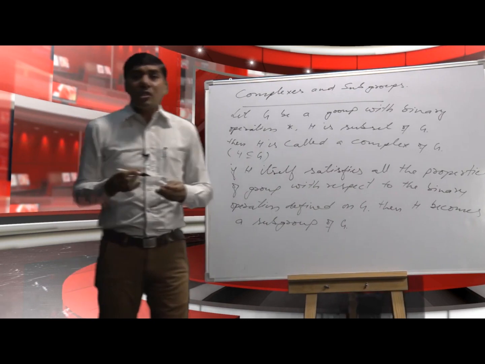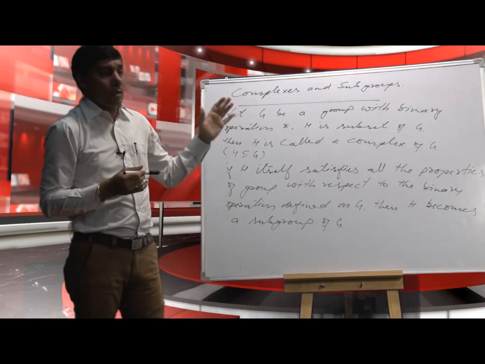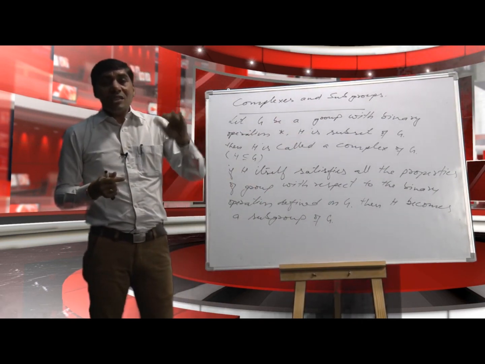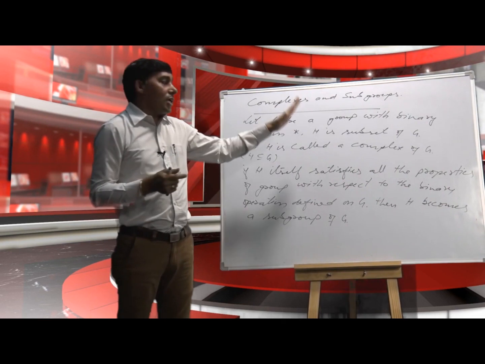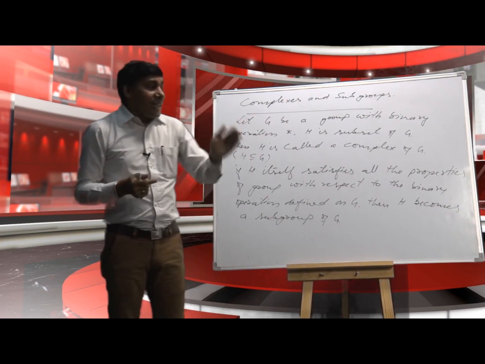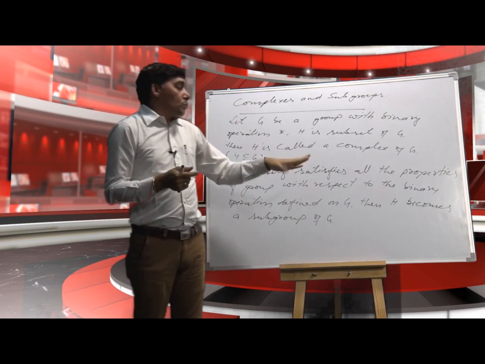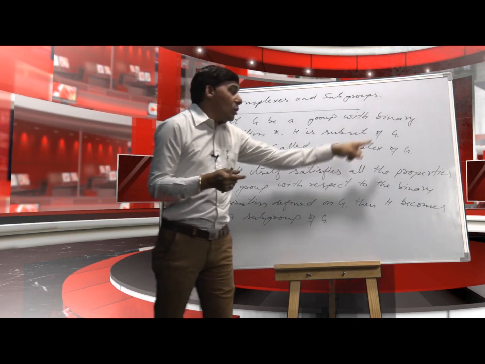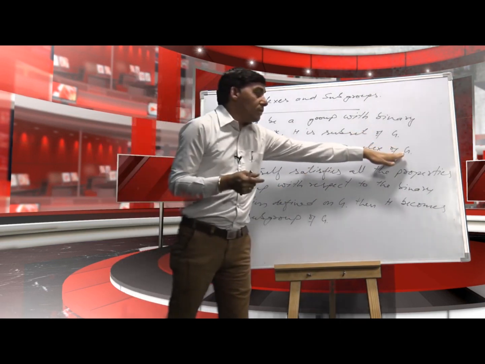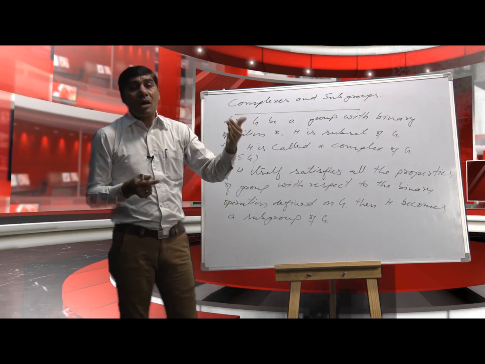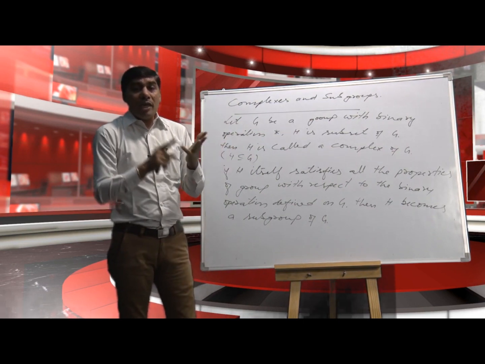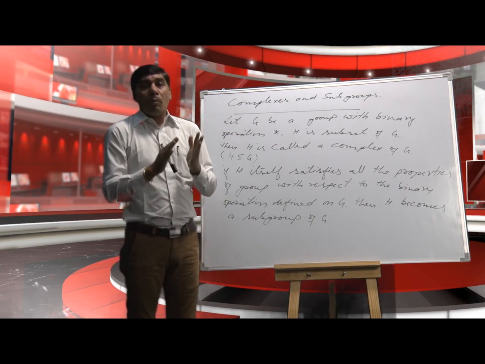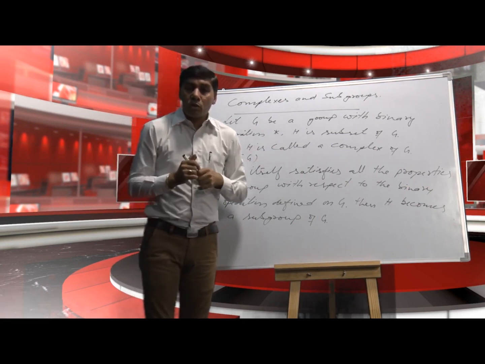Now, what is the basic difference between a complex and a subgroup? In this definition, we see H is a subset, that means it becomes a complex. Simultaneously, if H itself is a group, that means H satisfies all the properties of the group with the binary operation defined on G, then H is called a subgroup. Every subgroup is a complex, but every complex need not be a subgroup.